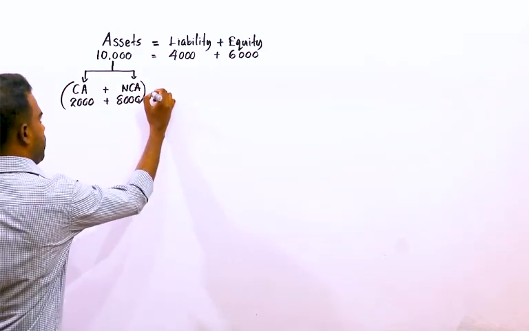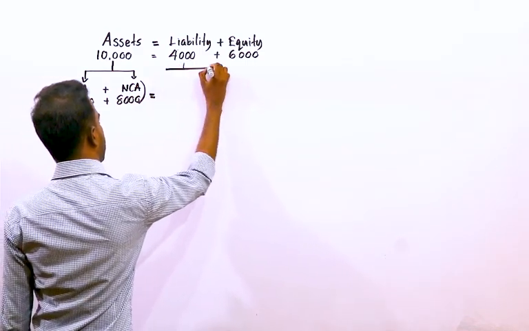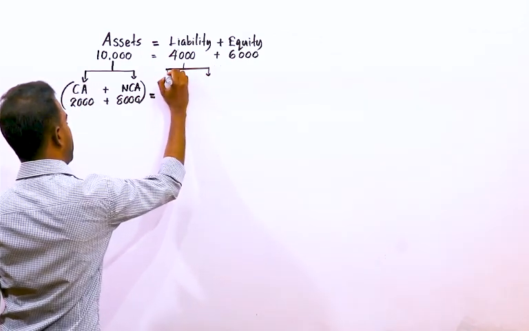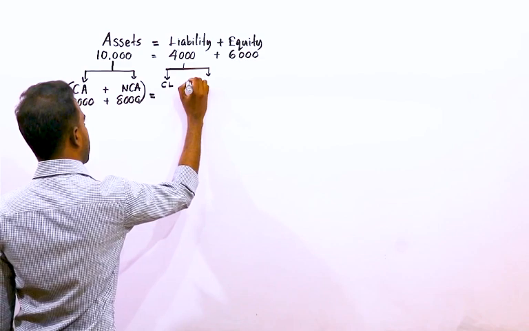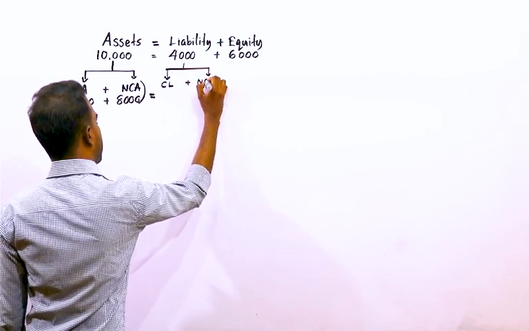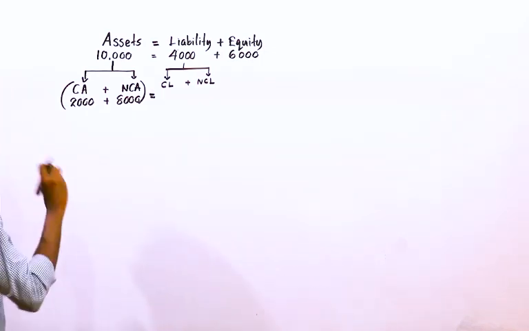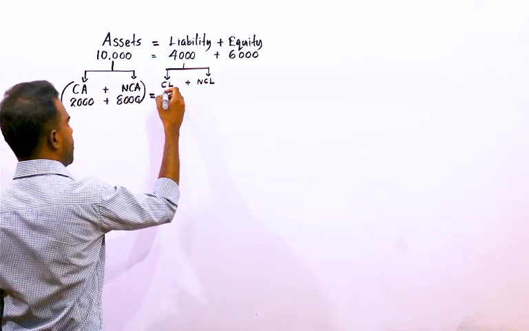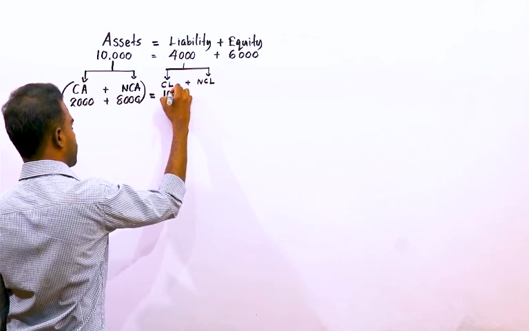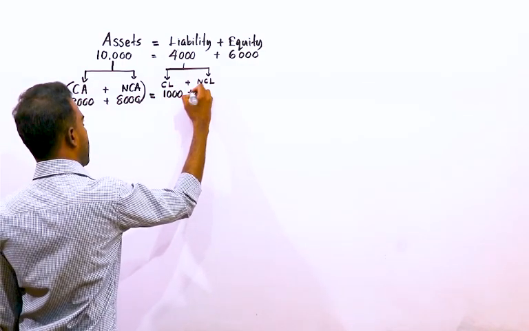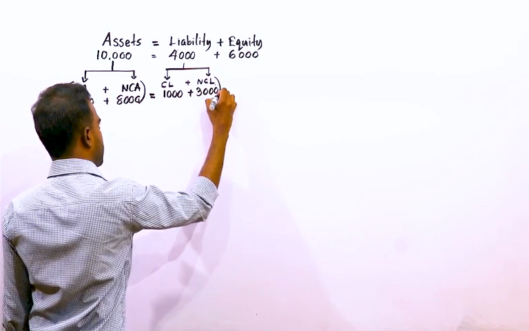And liability is also the same. There are two parts. If we have an obligation within a short period of time, we call it current liability, and then non-current liability. Understand? Current liability, let's assume an amount of 1,000. Non-current liabilities, assume 3,000.